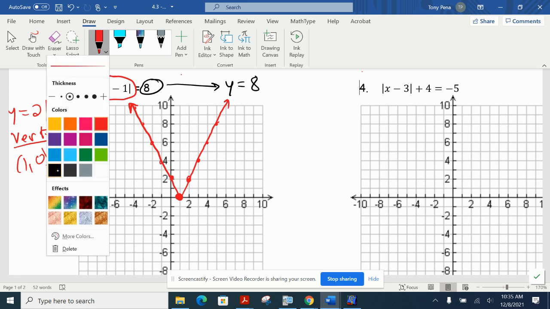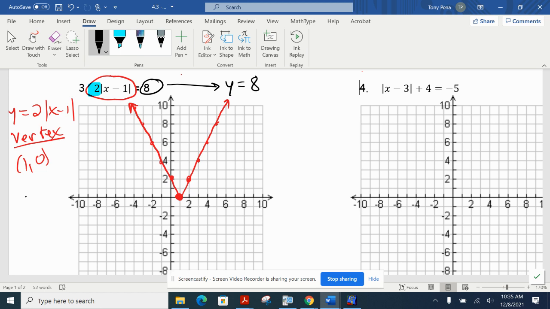When we go to the second one, we've done 2 horizontal lines now, so hopefully that's getting ingrained. This is the equation of a horizontal line through 8. So we go to 8, and we draw in a horizontal line through there. All right, is that what we're all getting?